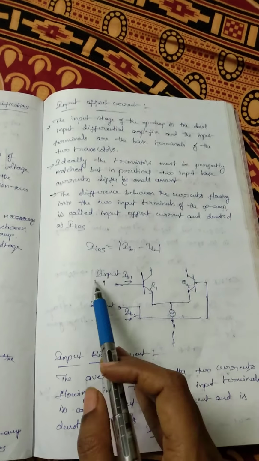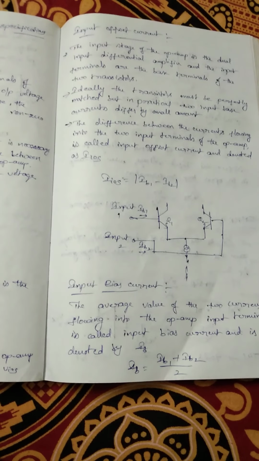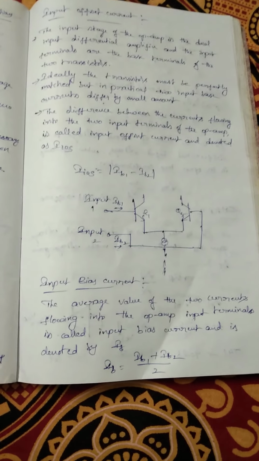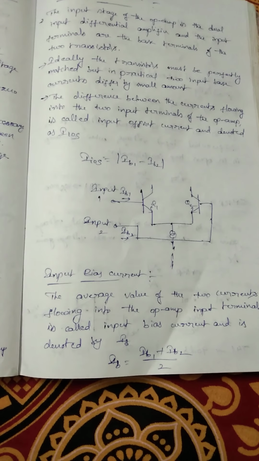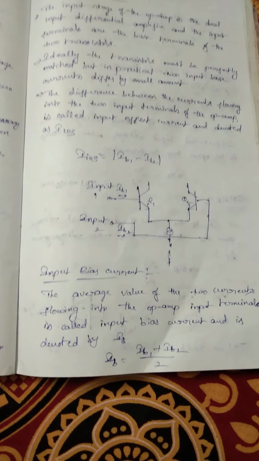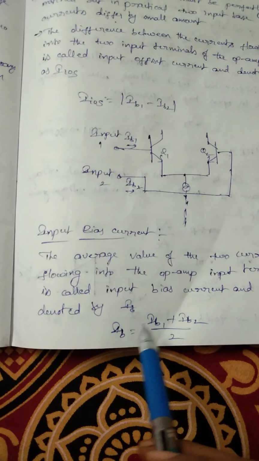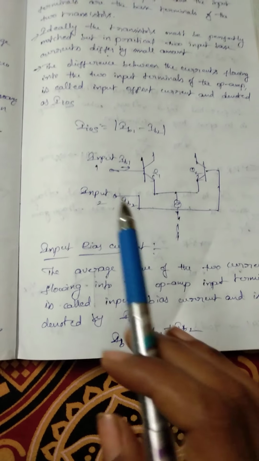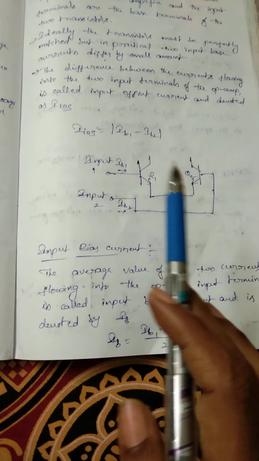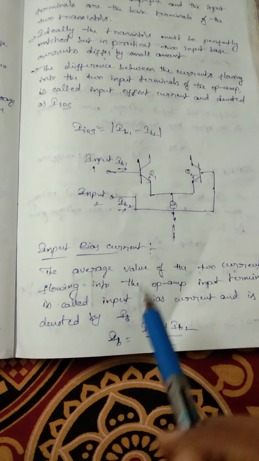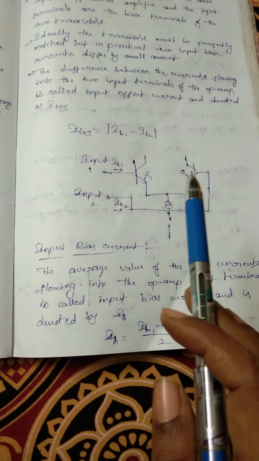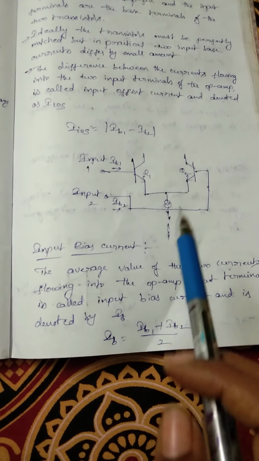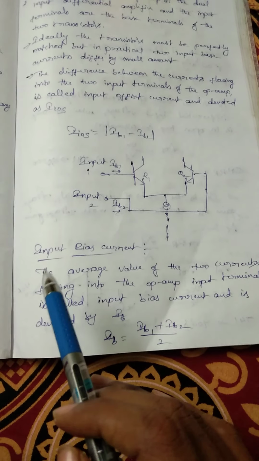And third one is the input bias current. The average value of the two currents flowing into the op-amp input terminals is called input bias current and is denoted as IB, and mathematically it is represented as IB is equal to (IB1 plus IB2) by 2. Where IB1 is the base current which flows into the first transistor, and IB2 is the base current which flows into the second transistor, and the average of these two currents is represented as input bias current.